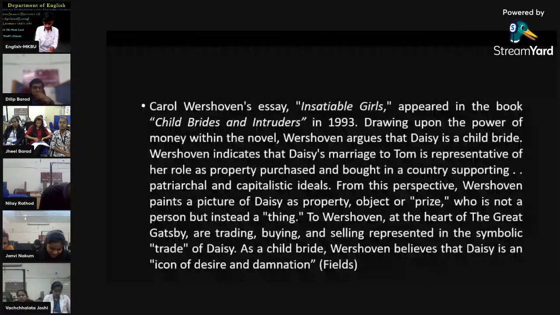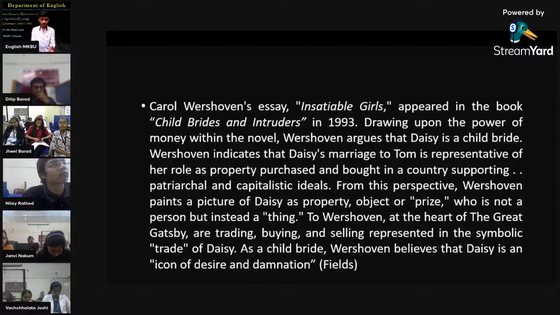And for Gatsby, Vershon says, at the heart of The Great Gatsby are trading, buying and selling, represented in the symbolic trade of Daisy as a child bride. Vershon believes that Daisy is an icon of desire and damnation. So Daisy is just an object between two men, Gatsby and Tom, for both of whom their ego is more important than Daisy as a person.